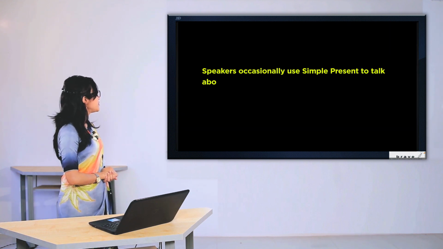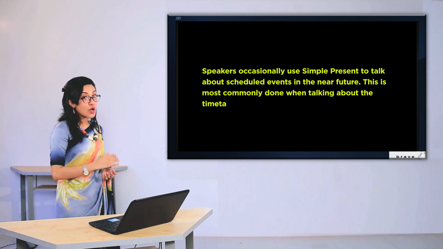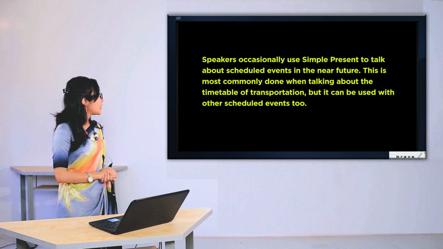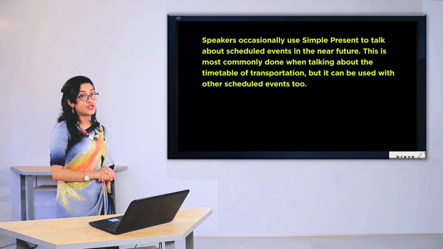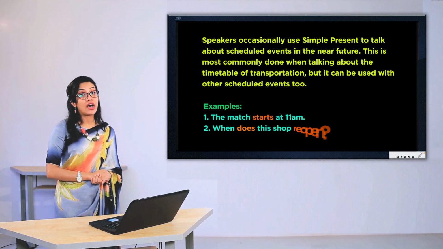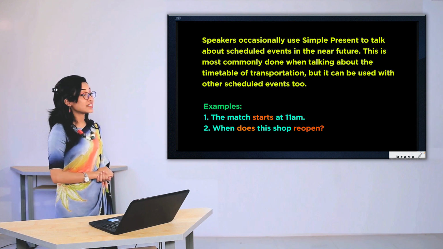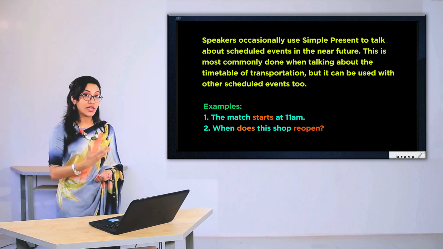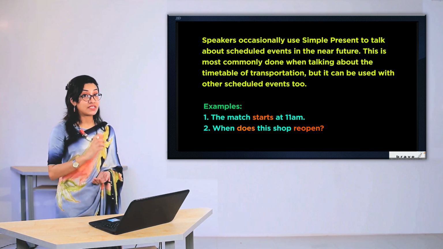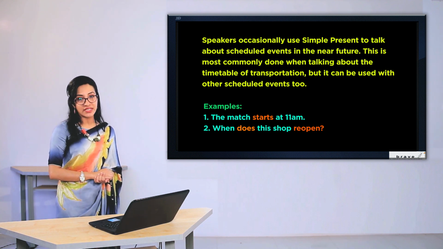Speakers occasionally use simple present to talk about scheduled events in the near future. This is most commonly done when we talk about the timetable of transportation, but it can be used with other scheduled events too. For example, if we talk about a match or a train, what do we usually do? The match starts at 11 a.m. So we are talking about a match and the opening of the match is going to happen in the future, but the timetable has already been fixed. For this reason, we have used simple present tense here.